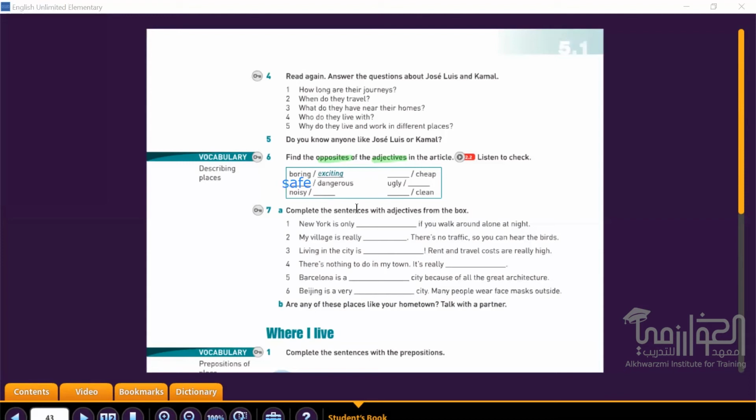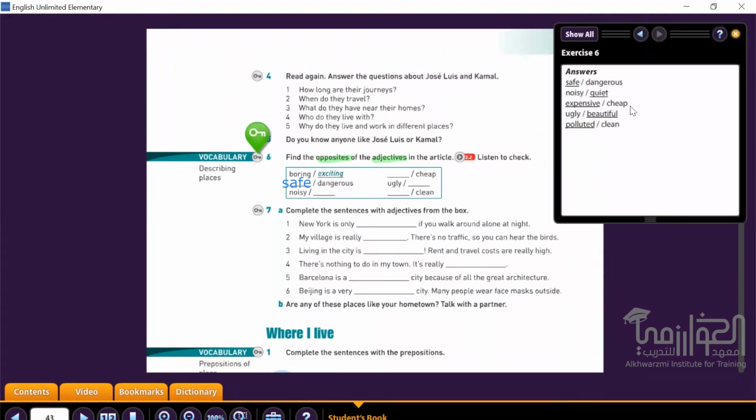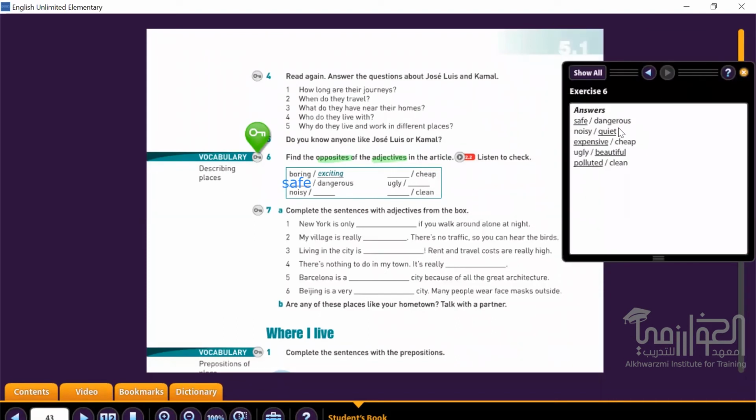Then when you finish, before you check the answers, let's look at the answers now. So these are your answers. So we have safe and dangerous, noisy and quiet, expensive and cheap, ugly and beautiful, polluted and clean.